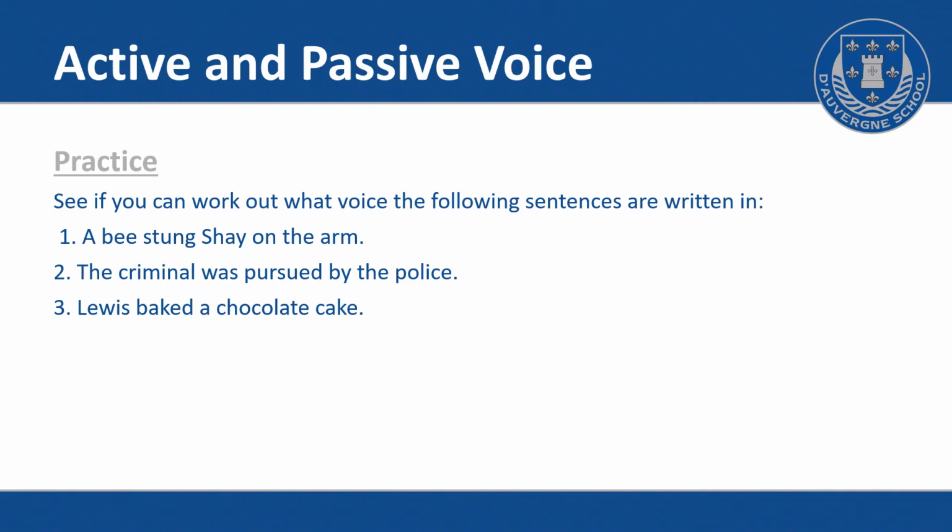So the first sentence is, a bee stung Shay on the arm. Number 2, the criminal was pursued by the police. And number 3, Lewis baked a chocolate cake. Okay, we'll just give you a little bit of time to have a go at those, and then we will have a look at the answers.